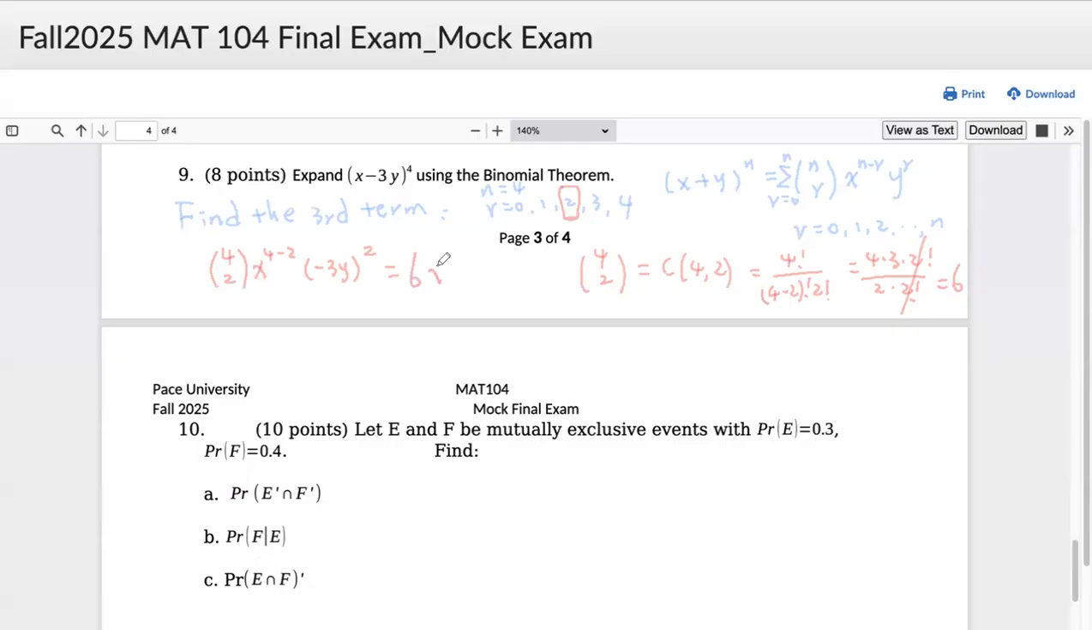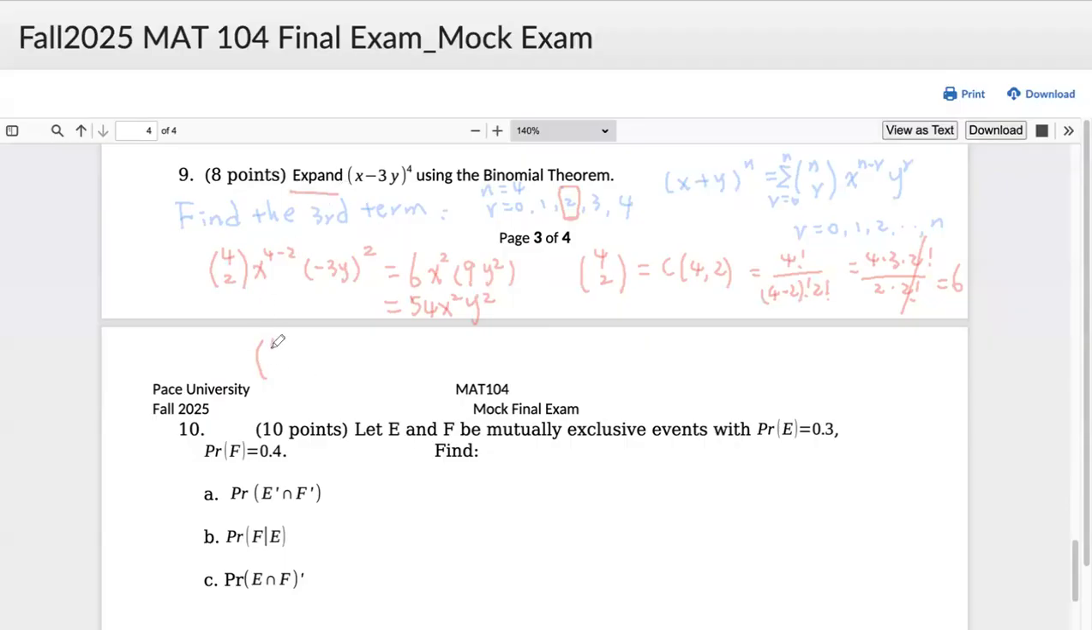The x raised to 4 minus 2 is x squared. Then negative 3 squared is 9, then y squared. 6 times 9 is 54. So 54 x squared y squared. Okay, that's the third term. That only finds the third term. So what if we are asked to find any other term? Let's find all the terms, which is what the word expand means.